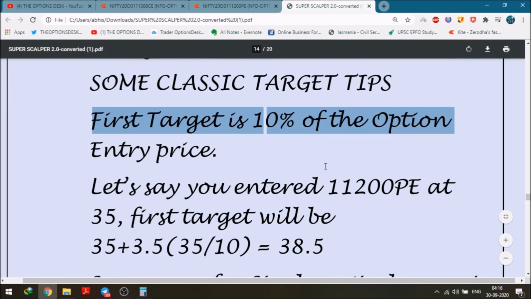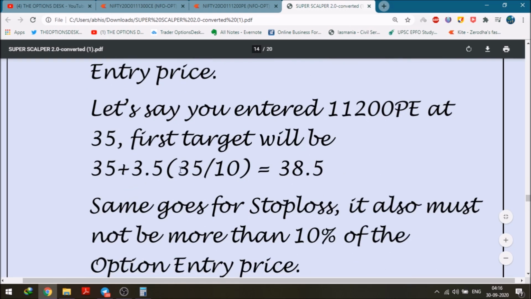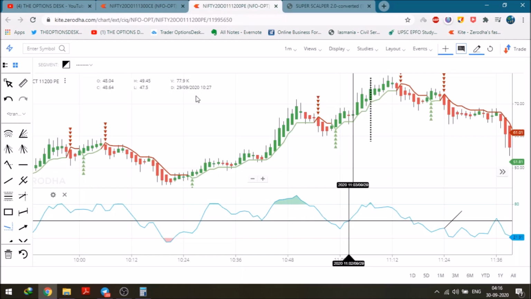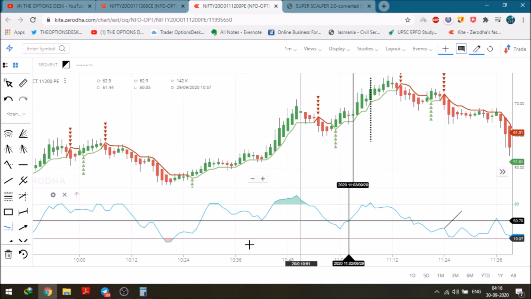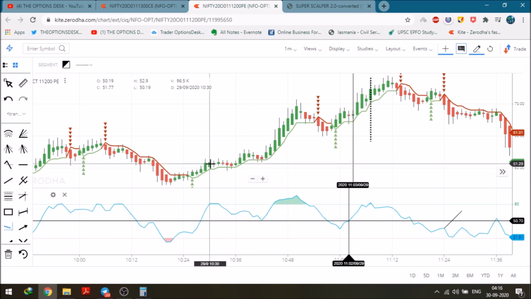Let's say you entered at 7,200 PE at 35. The first target will be 35 plus 3.5, that is 10%, so 38.5 will be the first target. Same goes for the stop loss. It must not be more than 10% of the option price. Say you take a trade at 48 or 50, the maximum stop loss can be 45. It will not happen, because the low of this candlestick will act as a good stop loss. It will not be that much.